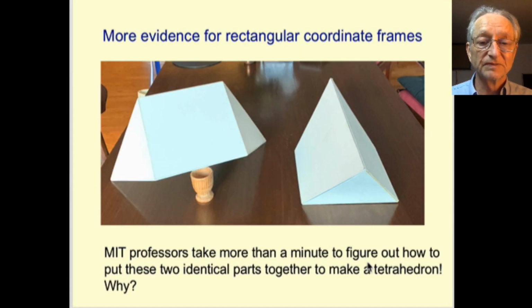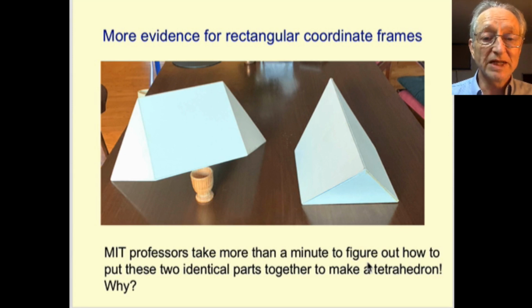Here's more evidence. If you take these two shapes, they're identical, but I'm showing you them from different viewpoints, you can assemble them to make a tetrahedron. But if you ask MIT professors to do this, it takes them more than a minute to assemble these two pieces into a tetrahedron. Now it's a two-piece jigsaw puzzle, and you have to put together faces the same shape, so how hard could it be? We need some explanation of why this is so extremely hard. And in fact, the longer an MIT professor's been a professor at MIT, the more minutes it takes them to solve the problem.